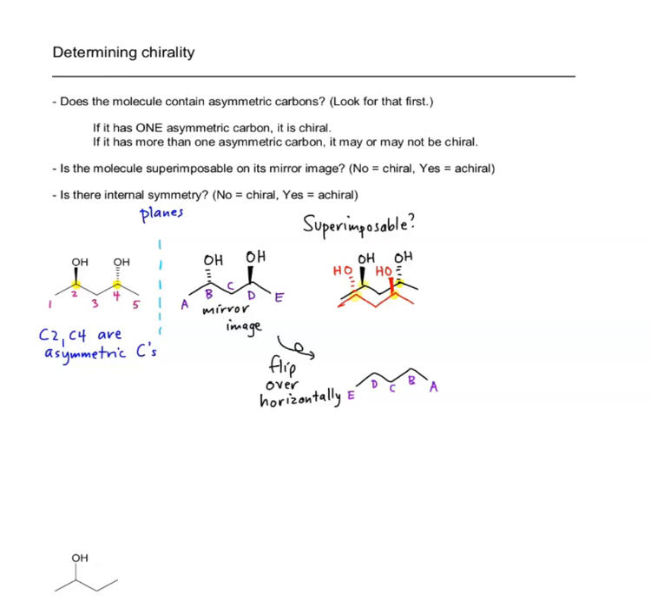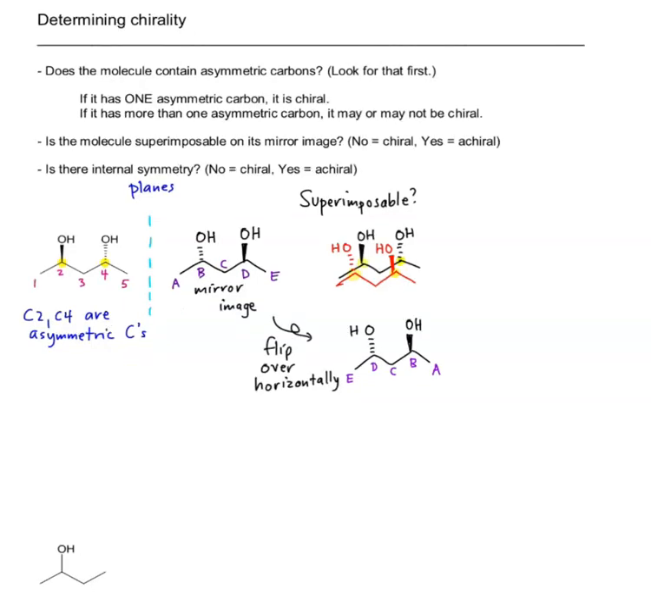At carbon B, the OH group was going back, but once you flip it over, it's going to come forward. And at carbon D, that OH group was coming forward. When you flip the whole molecule over, it's going to go back. Okay, so as you can see, what you end up with is really the same thing you started with.